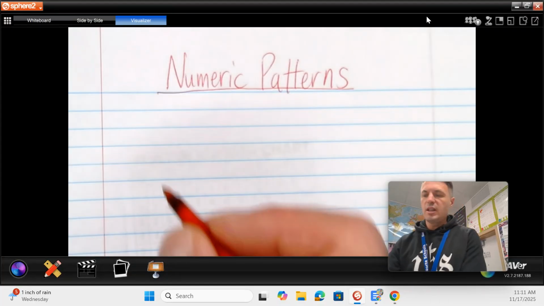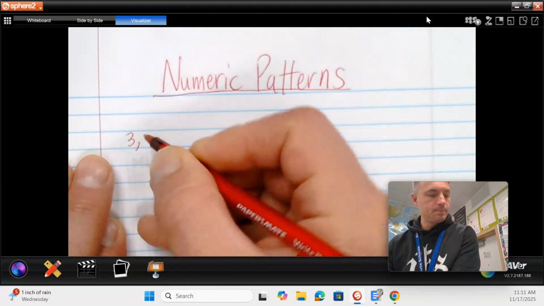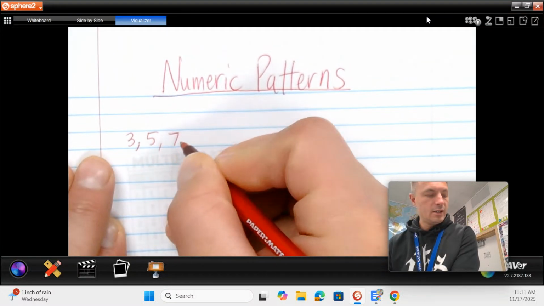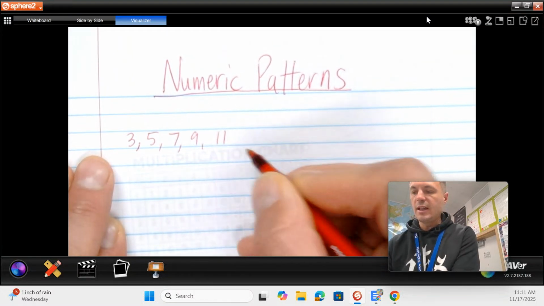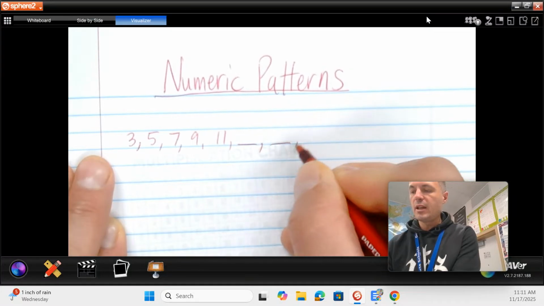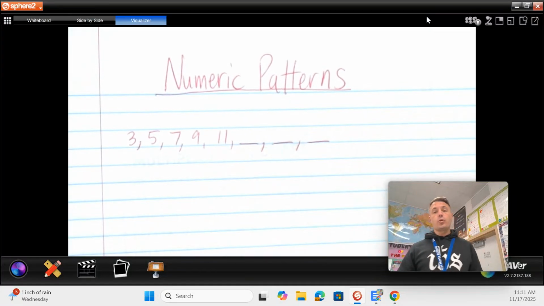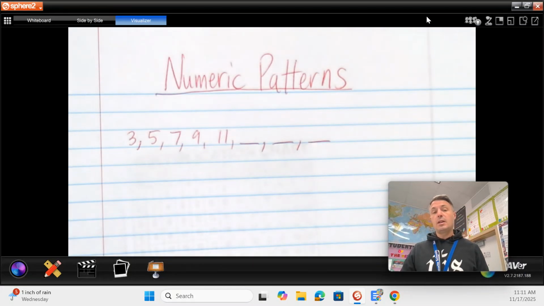So here's an example of a numeric pattern: 3, 5, 7, 9, 11, and blank, blank, blank. Why did I put 3 blanks there? Because you know if it's a pattern if you can extend it. Like if I said 2, 4, 6, you could say 8, 10, 12, because you see that I'm counting by twos. The reason you can extend a pattern is because a pattern always follows a certain rule, and as soon as you know what that rule is, you can use that rule to extend the pattern.